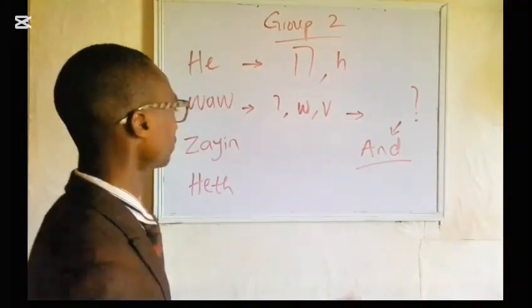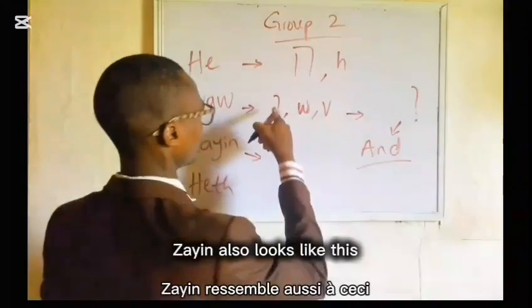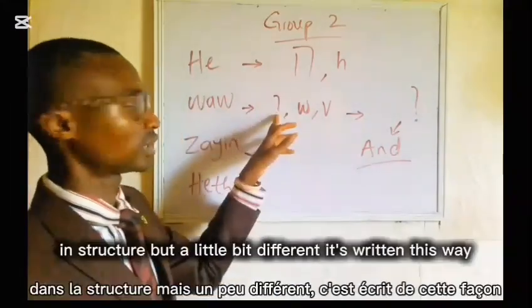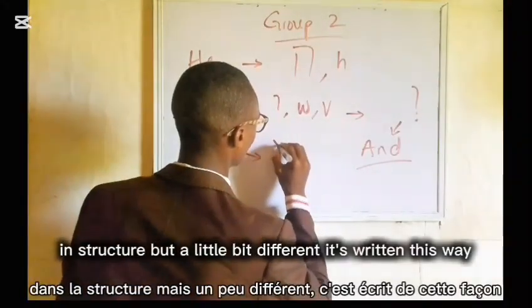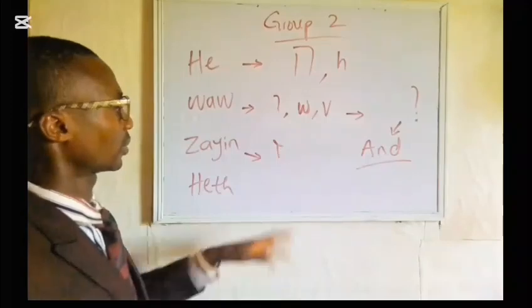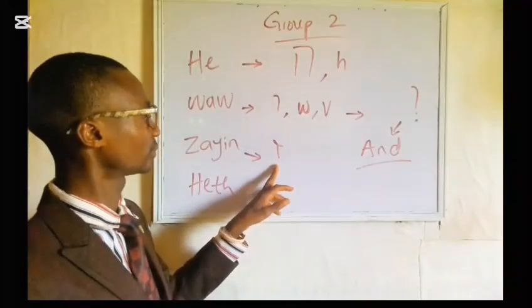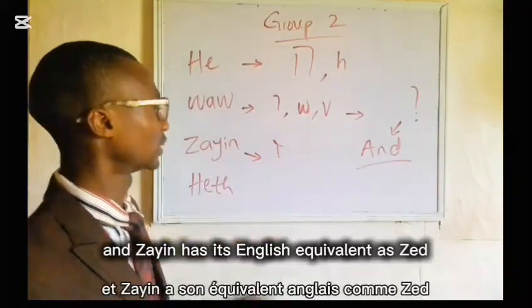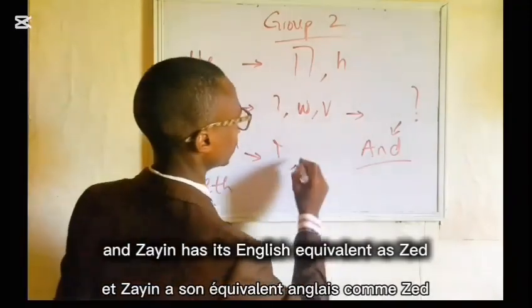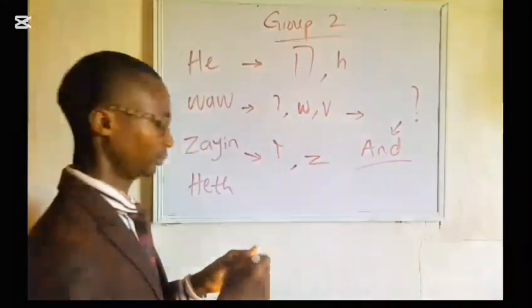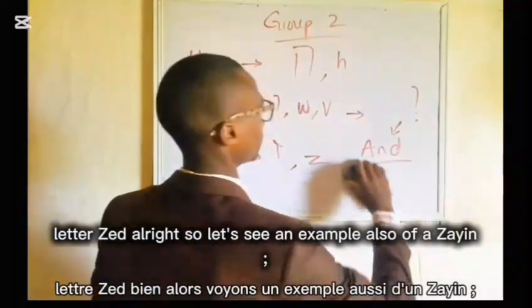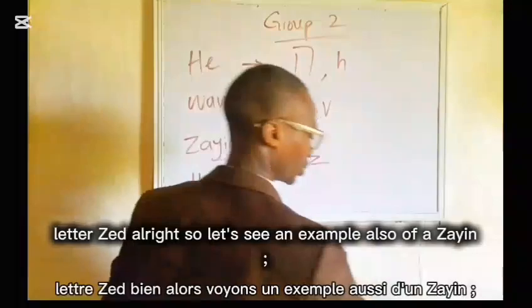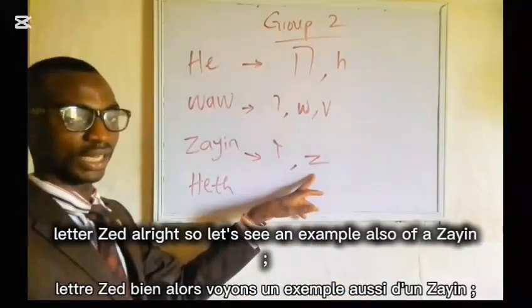But let's see Zayin. Zayin also looks like this, a structure that is a little bit different, written this way. This is Zayin, and Zayin has an English equivalent, Z. The letter Z. Right.